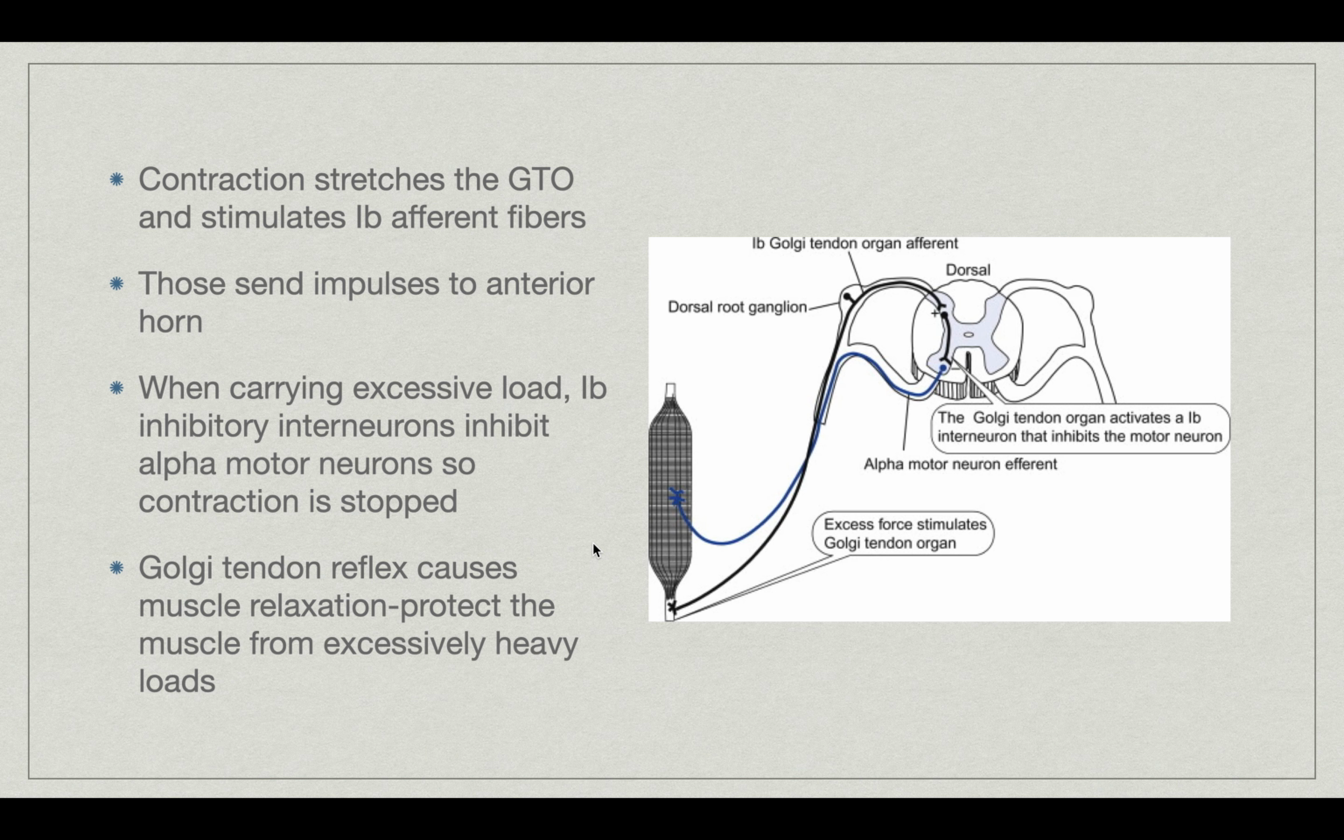Like I said before, it's to protect the muscle from contracting too hard and causing avulsion of the bones or tearing of the tendons and the ligaments. So next time at the gym, if you're carrying too much weight and you accidentally drop it, don't be embarrassed, I suppose. It's just your Golgi tendon reflexes protecting your muscles.